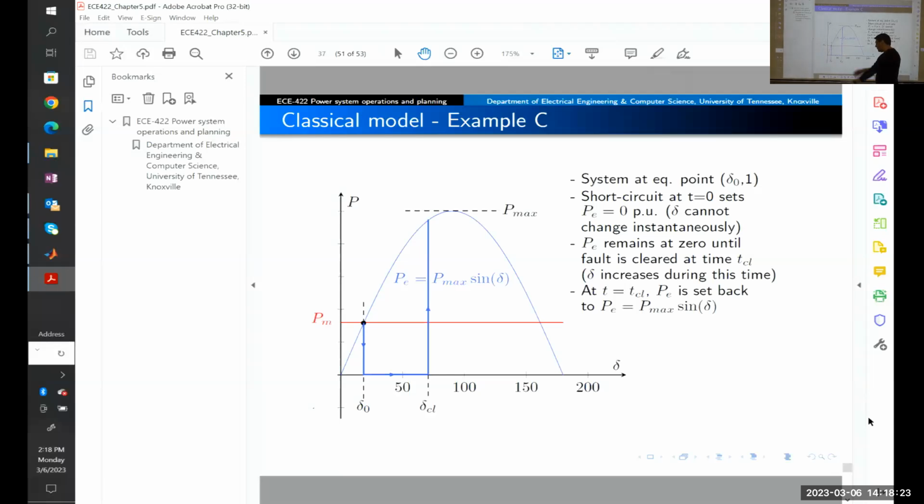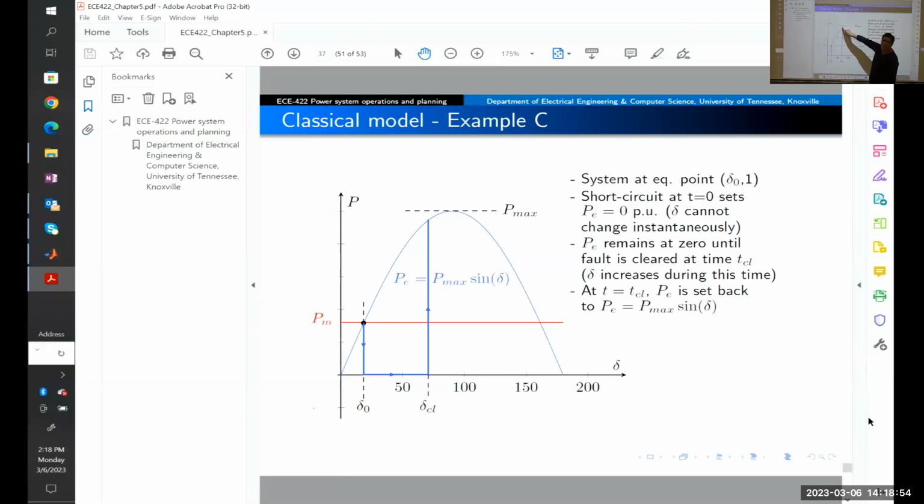The system goes back to the initial configuration, and all of a sudden now the power moves from 0 to whatever value we have here. This is the electrical power. What is going to be that electrical power? Because the angle cannot change. This is a state variable. This angle in the machine, at that time, after the fault is clear, will remain the same. So the electrical power will jump to this value.